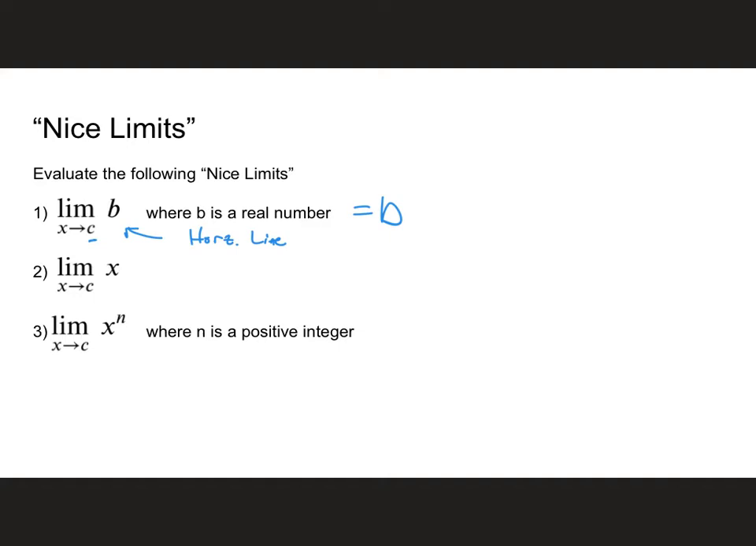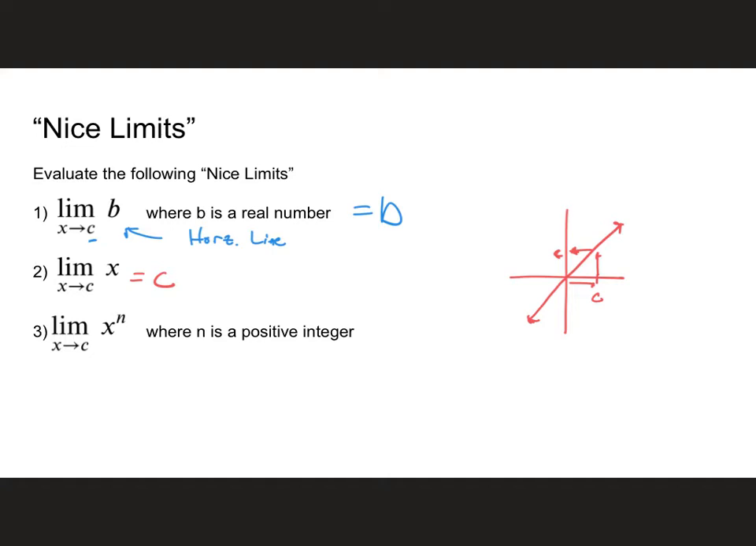What about the second one here? The limit as x approaches c of x. So if you think about what that looks like, that's the line y equals x right here. No matter where I'm at, some c value, what's it going to be? It's going to be the same input as it is an output. So I'll get the same value. So the answer to this is c. The limit as x approaches c of x is equal to c.